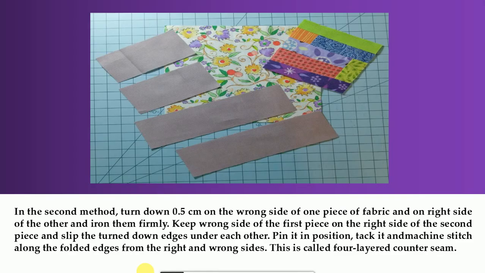In the second method, turn down 0.5 centimeters on the wrong side of one piece of fabric and on the right side of the other and iron them firmly. Keep the wrong side of the first piece on the right side of the second piece and slip the turned down edges under each other. Pin it in position, tack it and machine stitch along the folded edges from the right and wrong sides. This is called 4-layered counter seam.